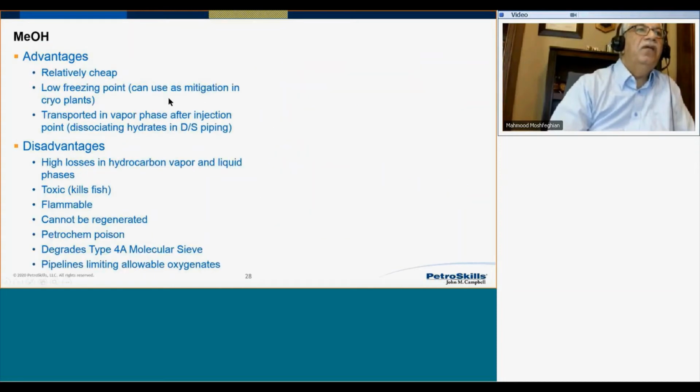Let's compare methanol with MEG. Advantage of methanol: relatively cheap compared to glycol. And it has a low freezing point, so it can be used as a mitigation in a cryo plant. We may spray methanol at the inlet of the turbo expander to prevent hydrate formation, and it is normally transported in the vapor phase after the injection point. And dissociation takes place in the downstream piping system.